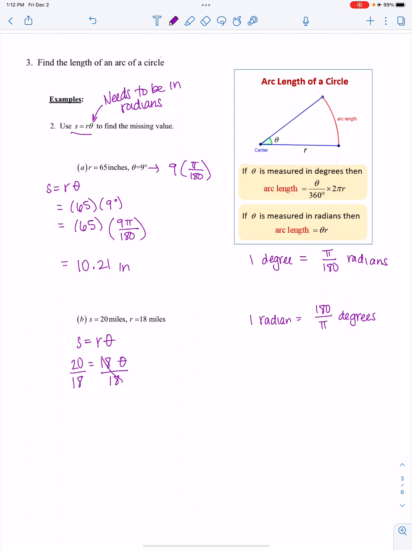And whatever I do to one side of my equal, I have to do to the other, which leaves me with theta equals 20 over 18, which is approximately 1.11. And that's going to be the degrees of our angle. So this is a humongous circle. If you think about that, I've only gone 1 degree and I traveled 20 miles. This circle is humongous. So thankful we can calculate without actually having to work them out physically, traveling 20 miles for 1 degree.